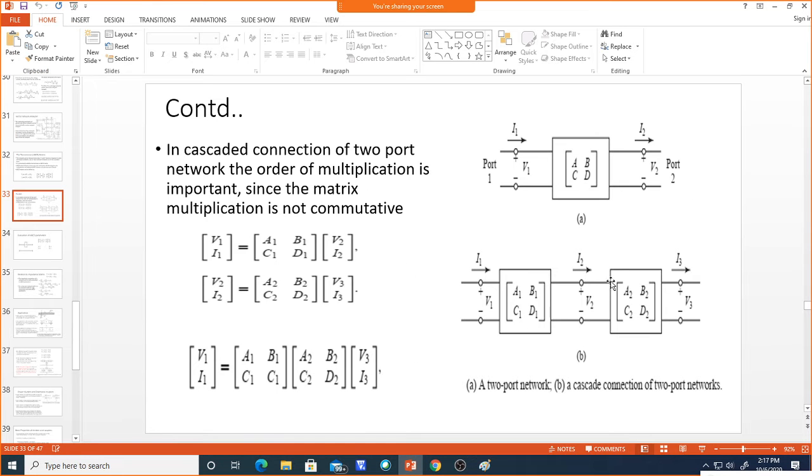Now if you take the cascaded connection of ABCD parameters, we have seen yesterday that the multiplication of two cascaded ABCD parameters will give the resultant ABCD parameters. So now we can see the equations. For the first network, assume A1, B1, C1 and D1. This V2, I2 will be the input to the second two-port network. Then you replace this, and you will get the resultant matrix. This cascaded connection we have seen yesterday.